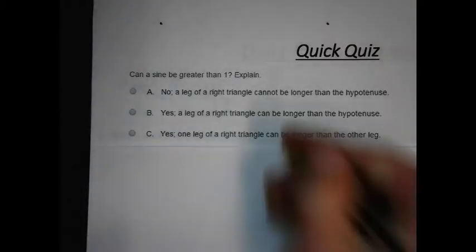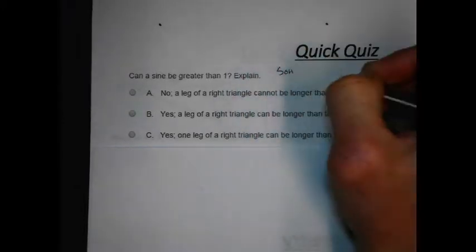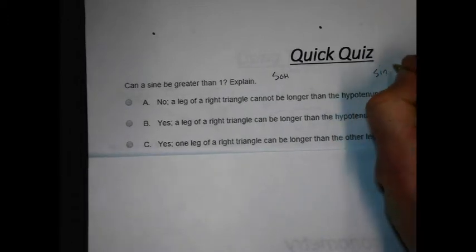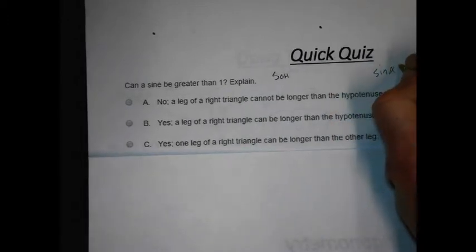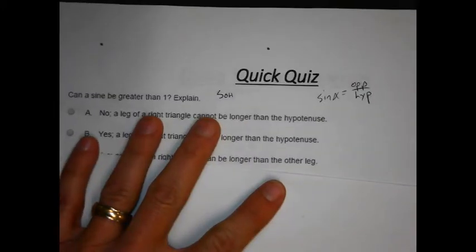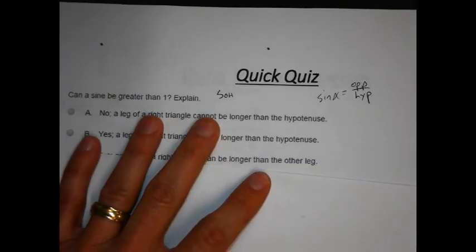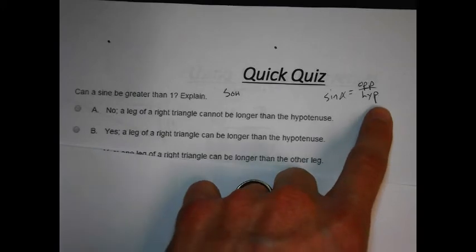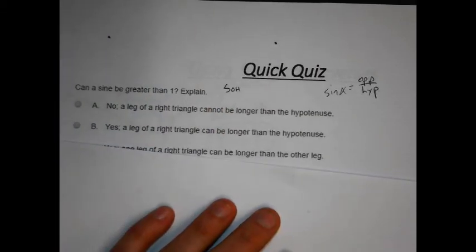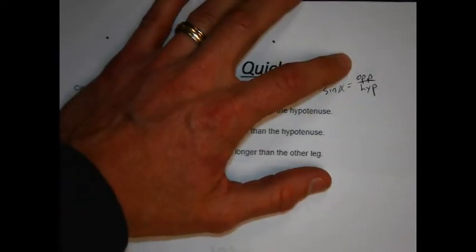Well, what is the sine? Remember what sine is? It's the opposite over the hypotenuse. So the sine of anything, we'll call it angle alpha, is the opposite over the hypotenuse. Can a sine be greater than 1? Well, what is the longest side of a right triangle? The longest side is the hypotenuse. So in order for the sine to be greater than 1, that means the opposite side would have to be longer than the hypotenuse. And guess what? That is impossible. The opposite side cannot be longer than the hypotenuse.